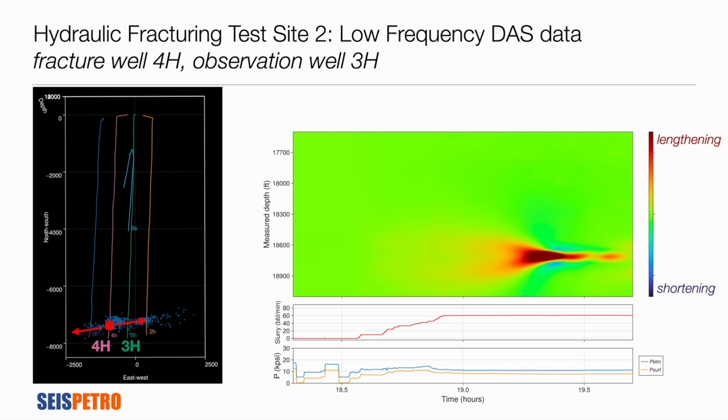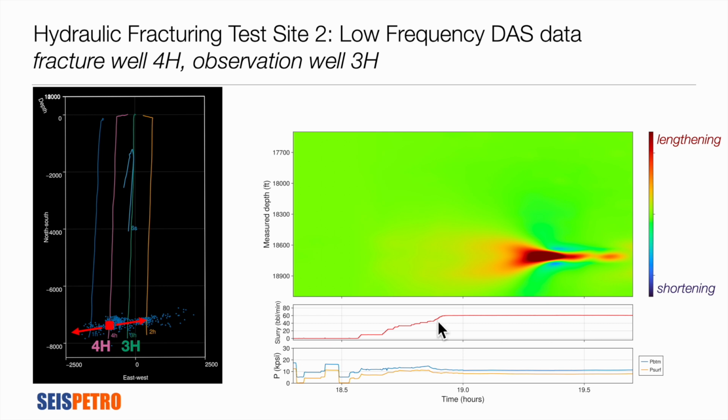Here, we see the low frequency DAS in the heat map. This is the data extracted with frequencies under about 1 Hertz. It includes about 1.5 hours of data, and the middle panel has the slurry rate values during treatment, and the bottom panel shows pressures. Now, we see in this heat map that there are red samples and there are blue samples. Red corresponds to positive strains or lengthening of the fiber optic cable. Blue is negative strains or shortening of the fiber optic cable.